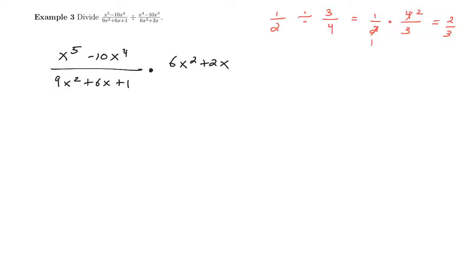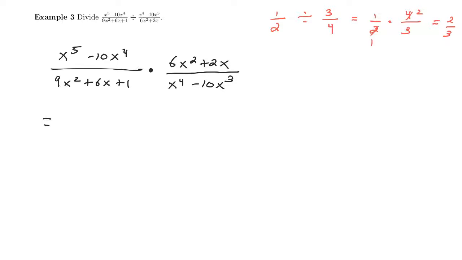So I'm going to rewrite this entire problem. This is really x to the 5th minus 10x to the 4th divided by 9x squared plus 6x plus 1, switching it to multiplication, provided that I write the second fraction as 6x squared plus 2x divided by x to the 4th minus 10x cubed. And now I can use the same process that I did in the previous example, where I'm going to factor everything, cancel all common factors, and then I'll have my final answer.